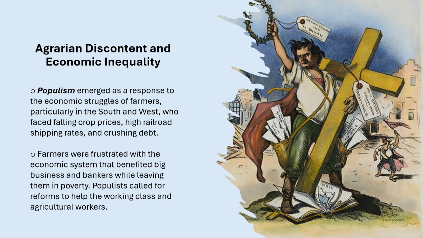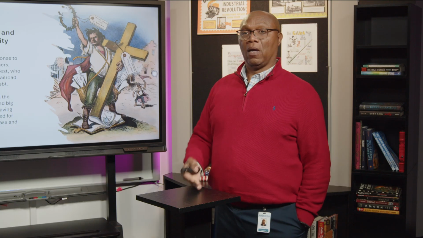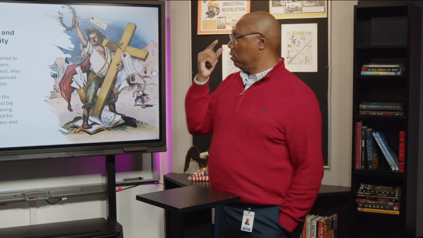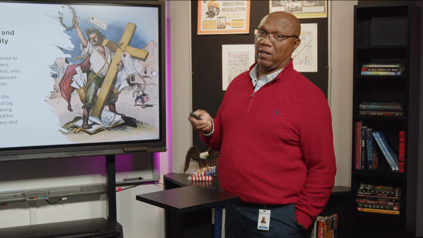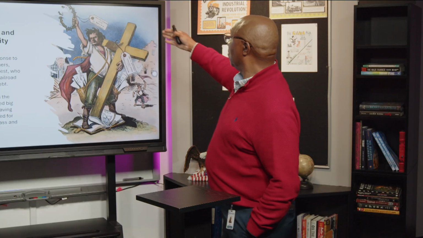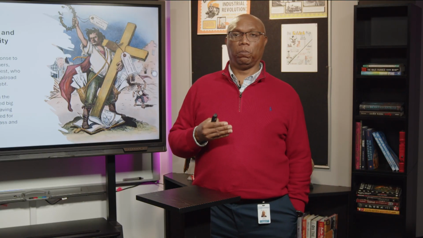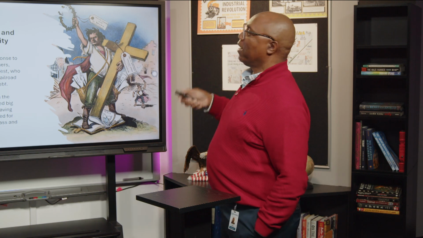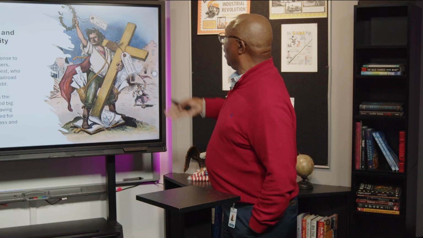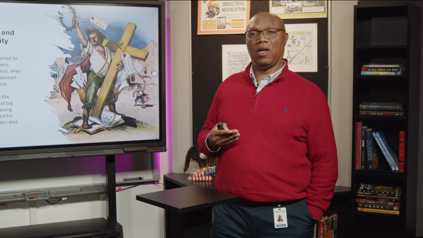Here on the right, you'll see a cartoon with William Jennings Bryan, who becomes the champion and also the candidate for the Populist Party in the election of 1896. Here he's holding this cross. What he basically said in his Cross of Gold speech is that we won't sacrifice farmers on a cross of gold. He didn't believe, and they didn't believe, that the gold standard benefited farmers.